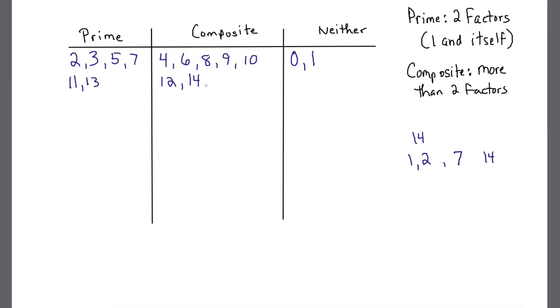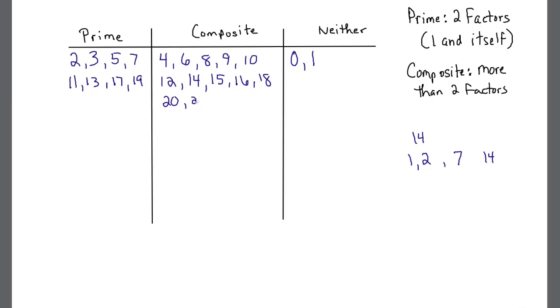15. Here's another odd number that's composite. It has 1 and 15 and 3 and 5. 16 is going to be composite. 17, prime. 18, composite. 1, 2, 3, 6, 9, and 18. 19 is going to be prime. 20, composite. 1, 2, 4, 5, 10, and 20.